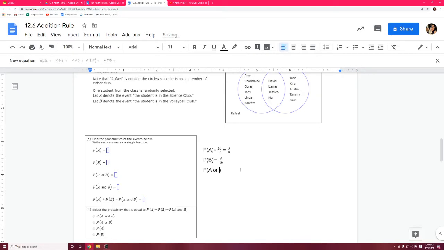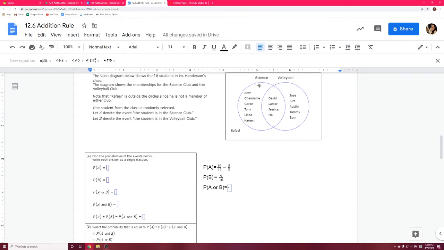A or B. So they're asking for students who are in either the volleyball club or the science club, which means everybody inside either circle will be included. So how many students are those? If you count them, it will be 15 students. 15 students out of 16 students overall. So it's 15 over 16. So that is A or B, science club or volleyball club.